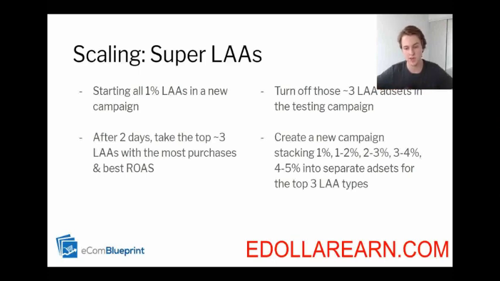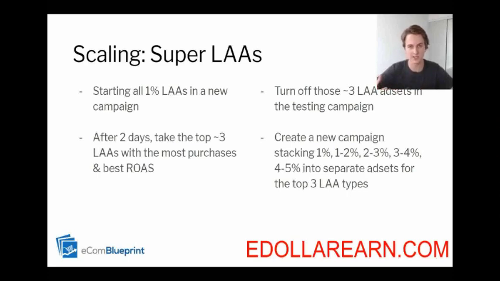And after you do that, you want to turn off those 3 lookalike audience ad sets in the testing campaign and create a new campaign stacking the 1%, 1 to 2%, 2 to 3%, 3 to 4, and 4 to 5% audiences for those 3 lookalike audience types. So you'll group all the 1% lookalike audiences together, all the 1 to 2% together, all the 2 to 3, all the 3 to 4, and all the 4 to 5 from those 3 lookalike audience types, and you'll create a new campaign with that. So you'll have 5 ad sets for each percent range. And that's going to be your super lookalike audience campaign.